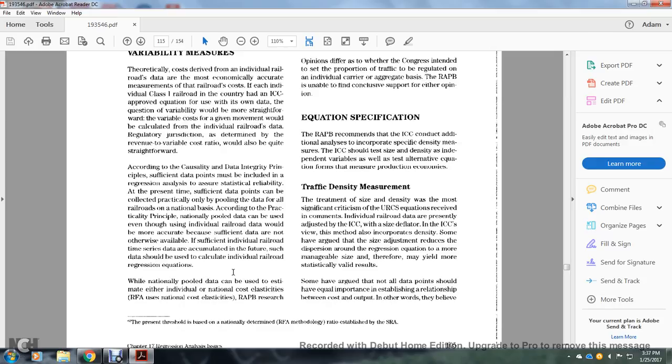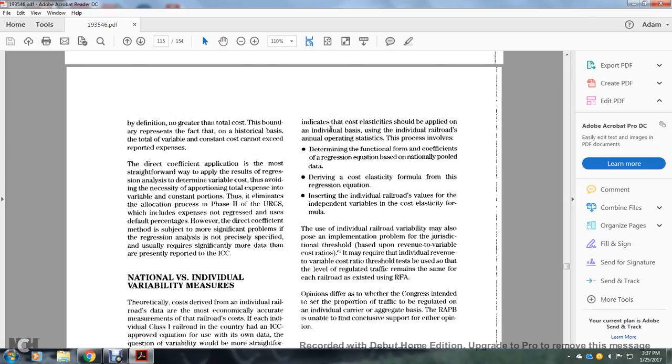The national pool data can be estimated with either individual or national cost elasticity, railroad form A using national cost elasticity. Railroad Accounting Principle Board research indicated the cost elasticity should be applied only on an individual basis using the individual railroad's annual operating statistics. The process involved determining the form coefficient of the regression equation based on the national pool of data to derive the cost elasticity formula for the regression equation, and inserting the individual railroad values for the individual independent variables in the cost elasticity formula.